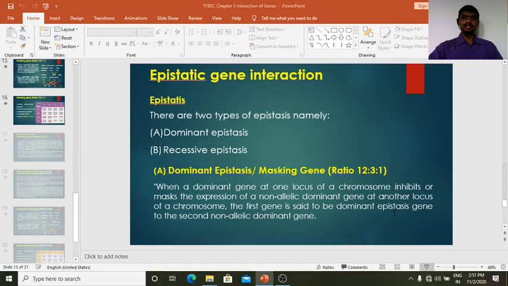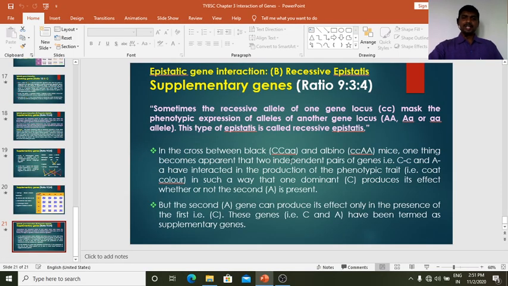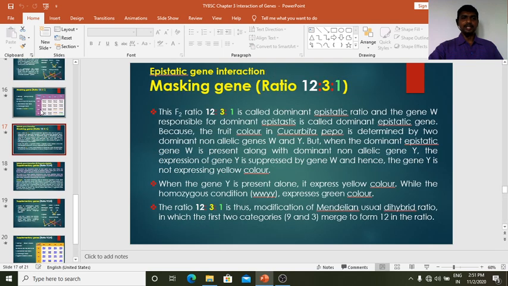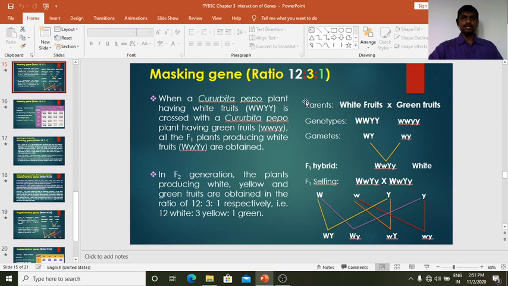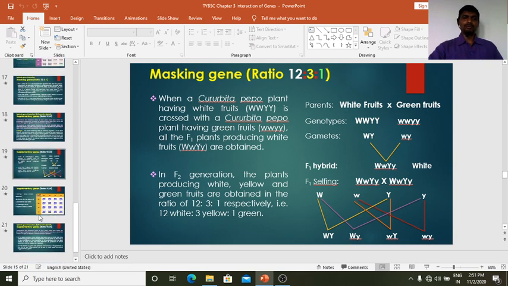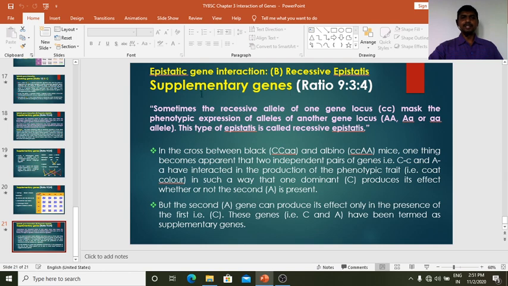So this ends our discussion of epistasis, whether dominant epistasis or recessive epistasis. There are two types of epistasis, dominant epistasis and recessive epistasis. To explain dominant epistasis, we take the example of masking genes. The ratio is 12:3:1. But for recessive epistasis, the example is the supplementary gene. The ratio is 9:3:4. So this ends epistasis, both dominant epistasis and recessive epistasis.